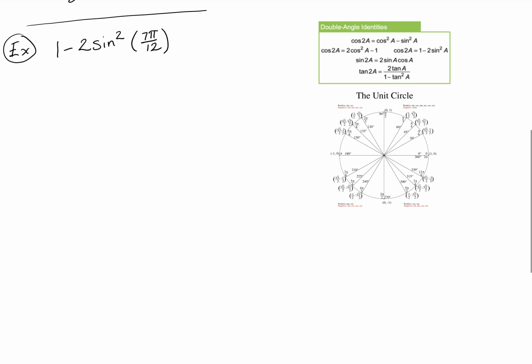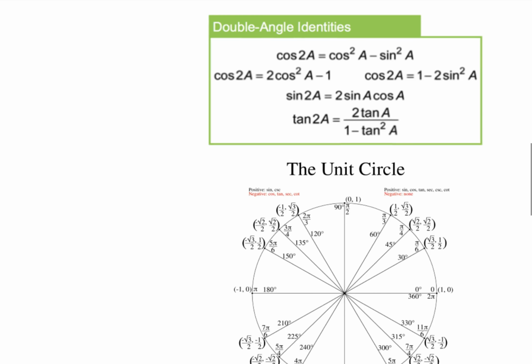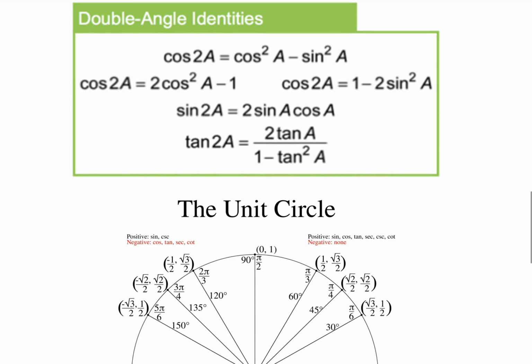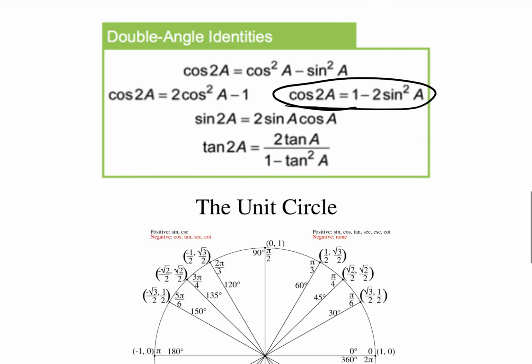Okay, in this last example, we're going to take a look at a value in radians. So this right here, the 7 pi over 12, will correspond to our A value. We have 1 minus 2 sine squared of 7 pi over 12. So this is again our A. So we're going to take a look at this and say, okay, well, what does that correspond to? 1 minus 2 sine squared of some angle. Right here is this one for the cosine of a double angle.